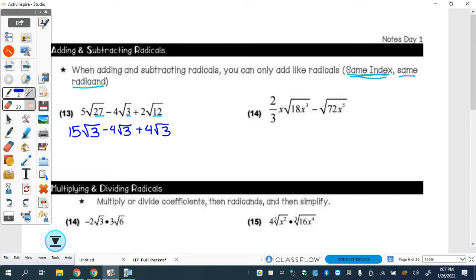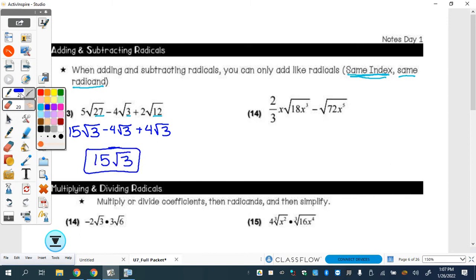So now they're all the same index. They're all the same radicand. They're all radical 3s. You add and subtract them just like you would x's. So 15 minus 4 plus 4 gives me 15 radical 3. Your radical is not going to change. You're just adding and subtracting your coefficients.